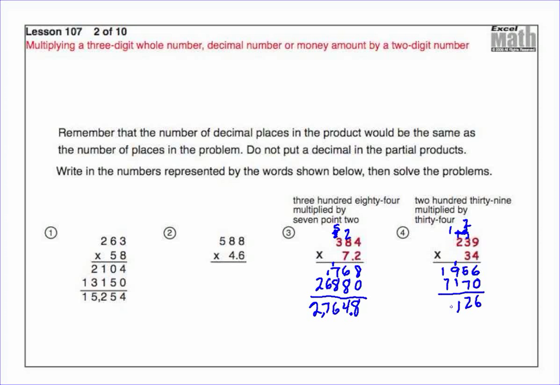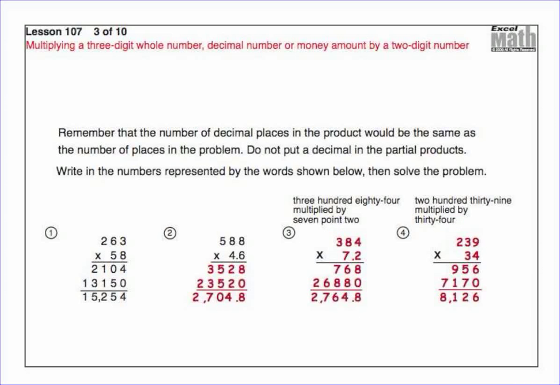And, uh-oh, I can't read my own writing. Let's see, that's a 7, right? Okay, so that's 8. And there's no decimal point on this one. 8,126. All right, looks like I got them right. Good job there, Mr. Bedley.